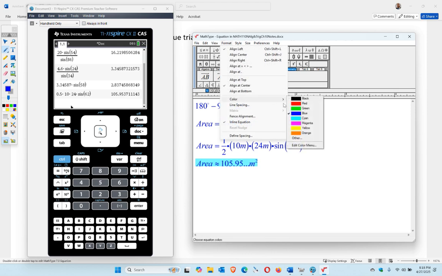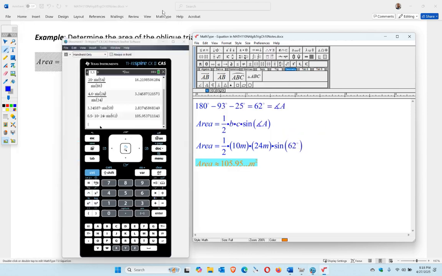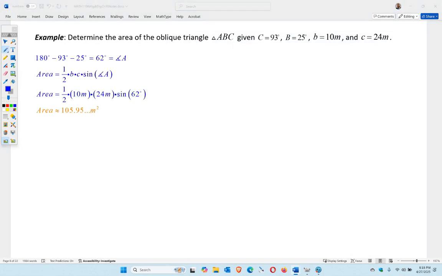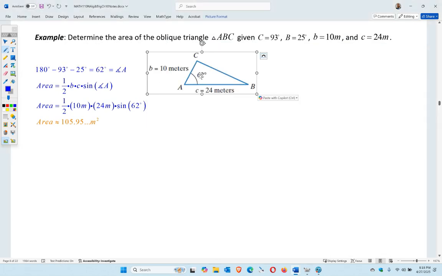Okay. So the biggest thing with this is making sure that you have the correct angle in the sine. So here we had to find the 62 because it's the included angle between the two sides that I have. We had C and B, which were not helpful, because it has to be a combination of A, B, and C for each one of these essentially.